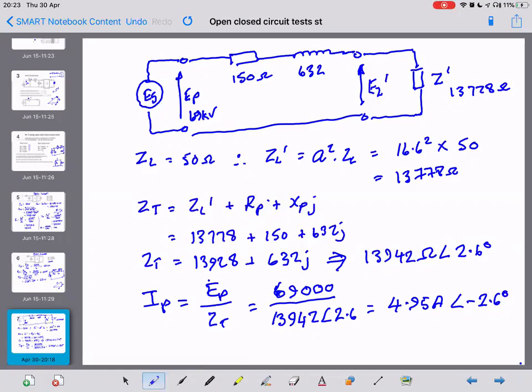I just need to check here what was asked for in the first place. RC, XM, voltage at the secondary, the active power to the load, power supplied by the source, and the efficiency. I'll just carry on with what I got in here.